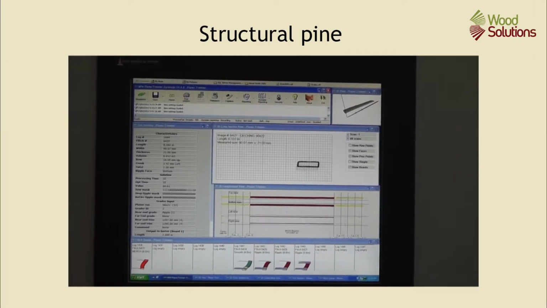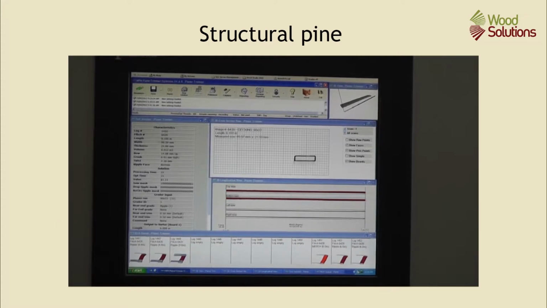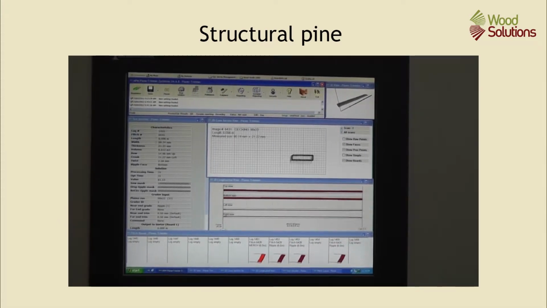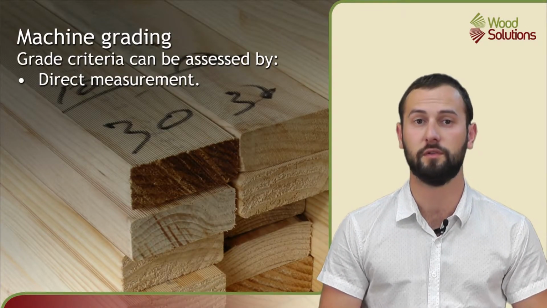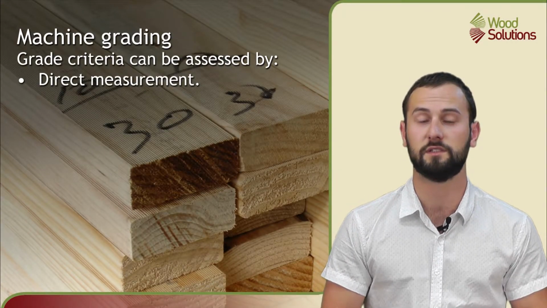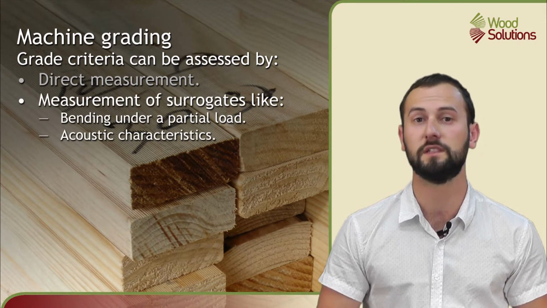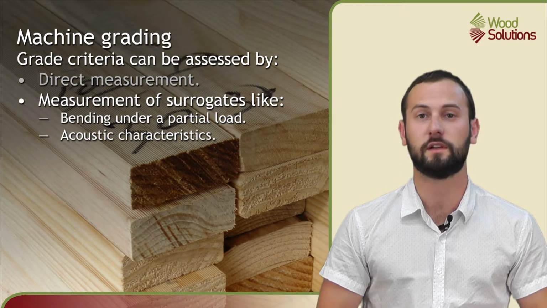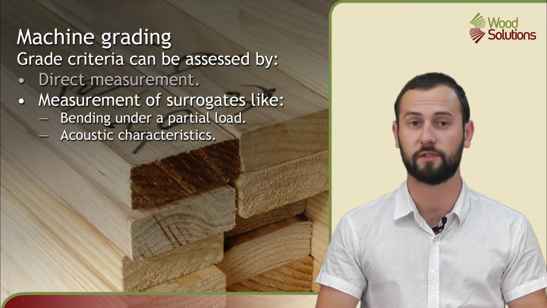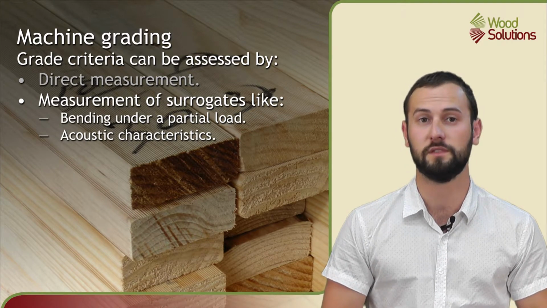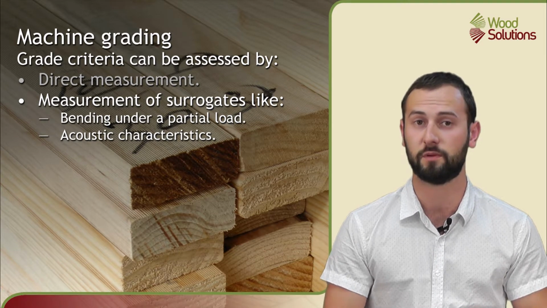This machine is reporting the size and deformation of boards on the production line in a pine operation. If the board has too much bow or spring, it is rejected for reprocessing. Grade criteria can be assessed through direct measurement of characteristics such as size and shape, or by measurement of reliable surrogates for desirable characteristics such as strength. Commonly used surrogates include bending the board under a partial load, which is used as an indicator of strength, or measuring acoustic characteristics of the timber or veneer as an indicator of density, stiffness, or other structural properties.